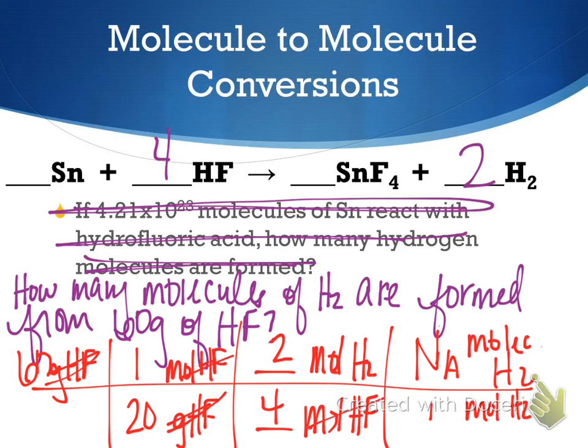Okay, so if we do the math, we should get 9.03 times 10 to the 23rd. Yeah? Okay? Yeah, Thomas.